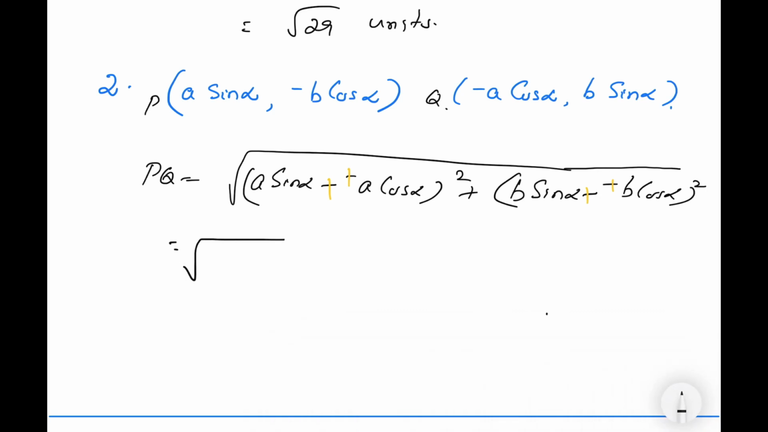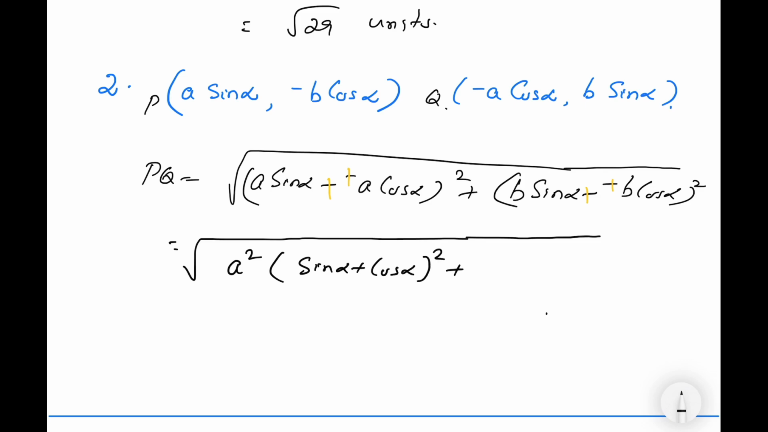Now here, don't expand it, a plus b the whole square, don't do that. Now A sin alpha plus A cos alpha, you have A as common. So A into, then that square also is there. So we will take A squared out and then write sin alpha plus cos alpha the whole square. The same way here also, the second term, we will take B as common. So it is inside the square, so it is B squared into sin alpha minus cos alpha, the whole squared.